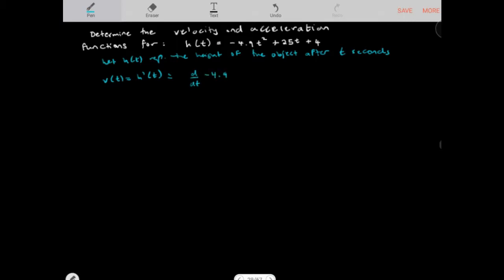Negative 4.9t squared, plus the derivative of 25t, plus the derivative of 4, right? And then this becomes negative 9.8t plus 25, right? You're utilizing the power rule: 2 times negative 4.9, subtract 1 from the power; 1 times 25, subtract 1 from the power; and constants become 0. Okay, so this is your velocity function.